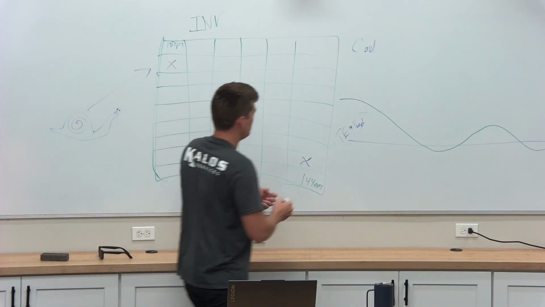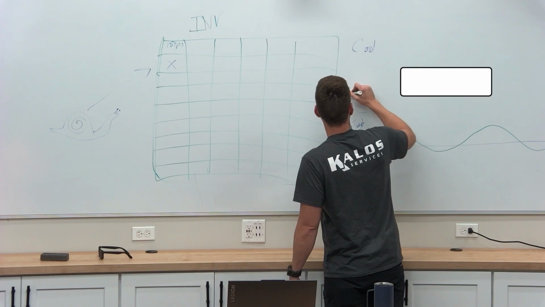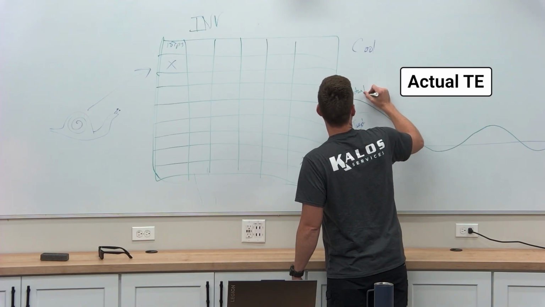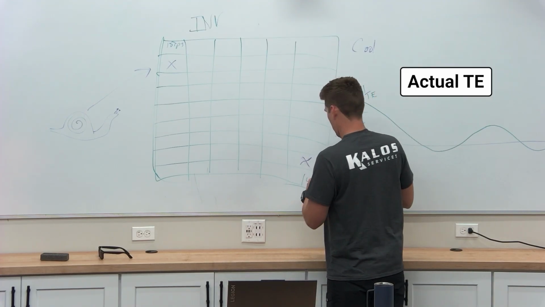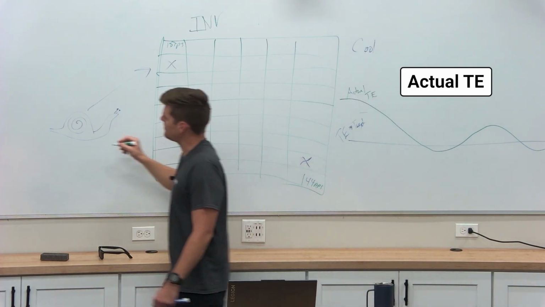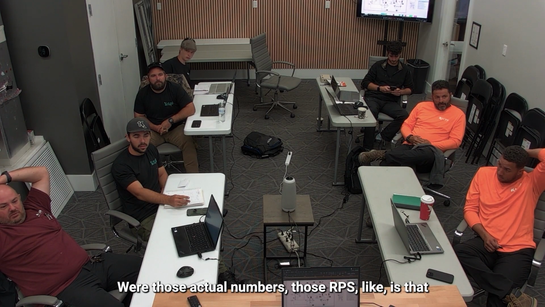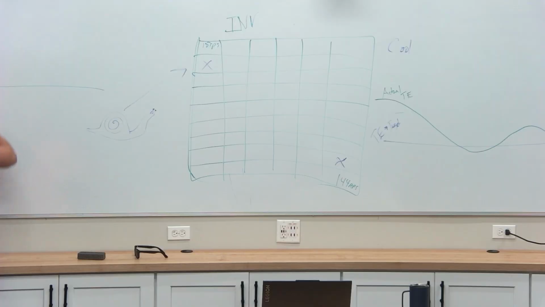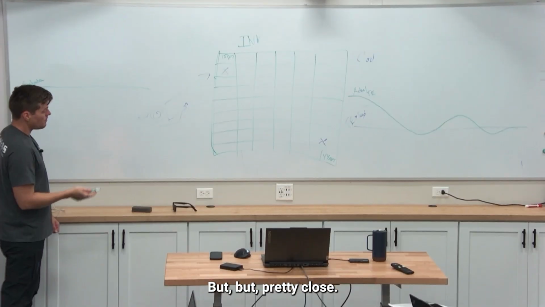So this is my actual TE. Were those actual numbers, those RPS? Is that 144 the max? It depends upon the compressor size and the voltage, but pretty close.